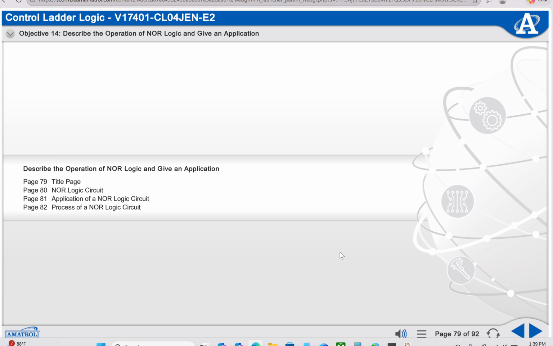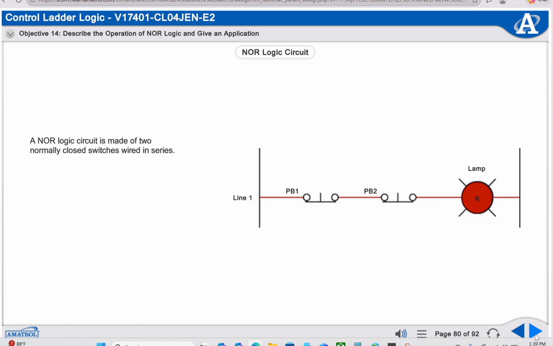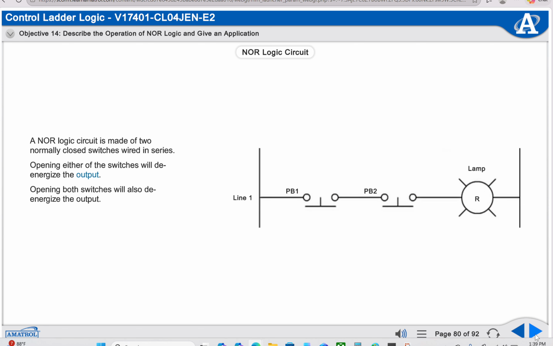Describe the operation of NOR logic and give an application. A NOR logic circuit is made of two normally closed switches wired in series. Opening either of the switches will de-energize the output. Opening both switches will also de-energize the output.